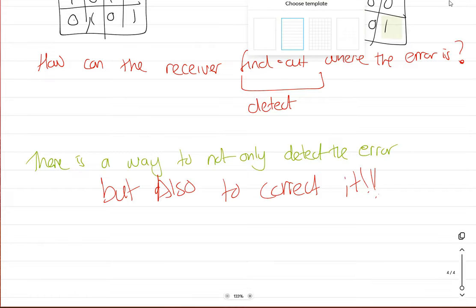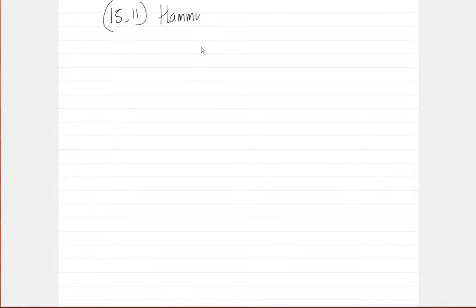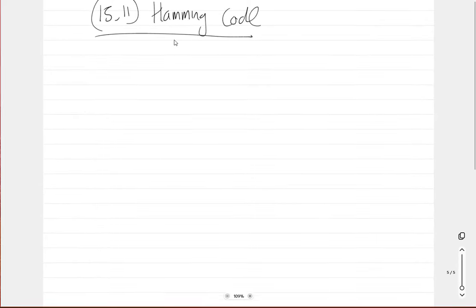I'm just going to try to get another clean page, and the name of that particular mechanism, which we use even today, is called the 15-11 Hamming code. So this is what we're going to talk about now.